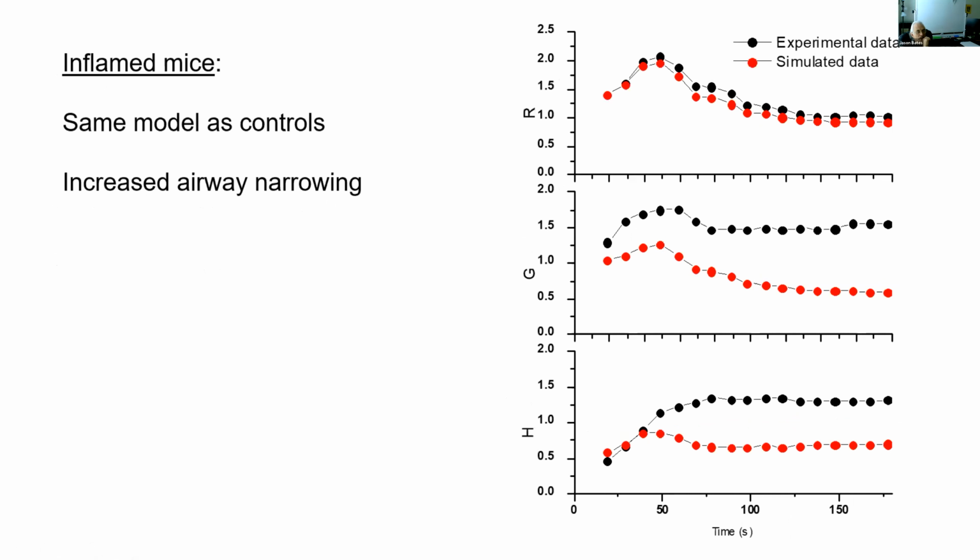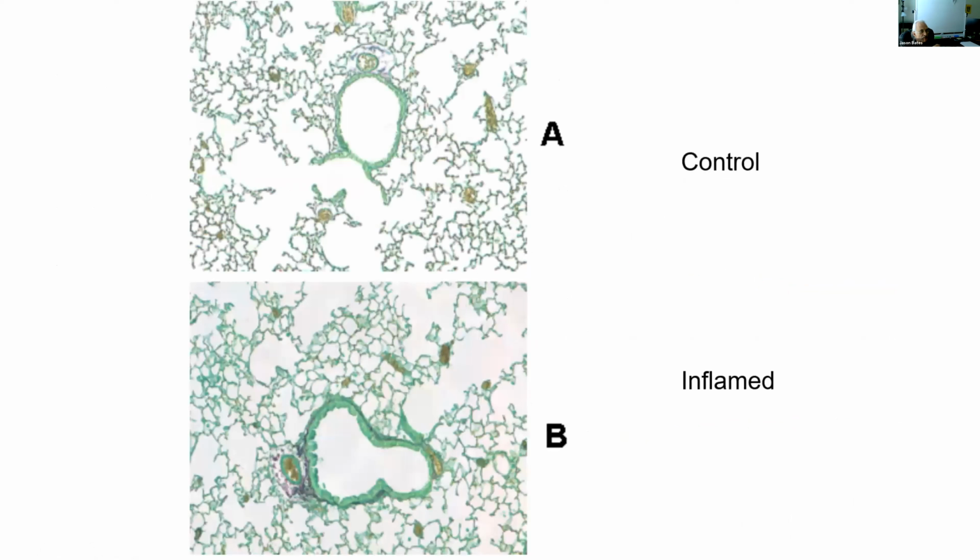But when I played the same game with the allergically inflamed animals, forcing the airway resistances to match, again, the model failed. The simulations were too low in terms of the tissue resistance and the tissue elastance. Again, we got to learn something. And what we eventually concluded was that what happens in inflamed animals, if you look at a slice through the lung compared to control, is that the airway lining actually gets thickened. It gets full of mucus and just generally inflamed.